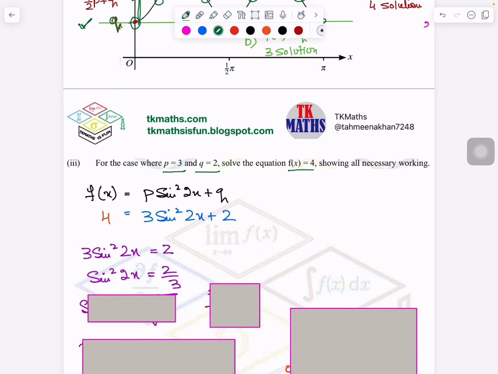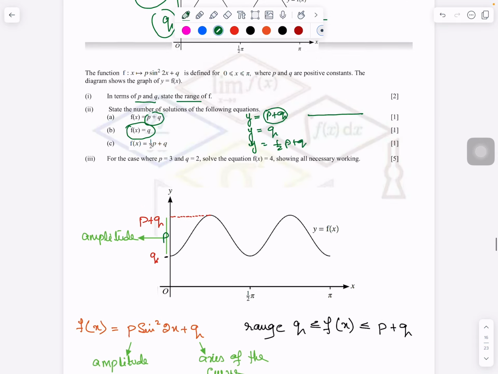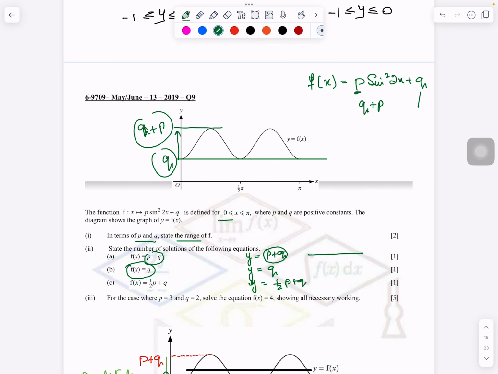And what will we do next? Any idea? Yes, you are right. We will take the square root on both sides. This will give us plus minus root 2 over 3. If it is plus minus root 2 over 3, then the sine answer will lie in all 4 quadrants. What was the domain given in the question? Did you notice? The domain in the question was given 0 to pi. So we will give the answer only between 0 to pi.